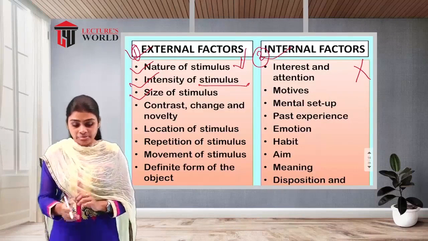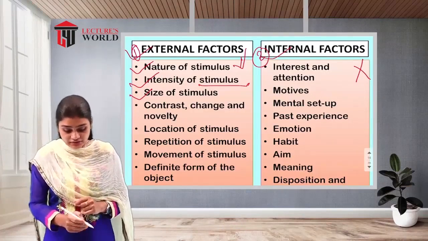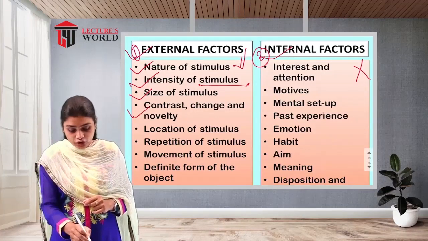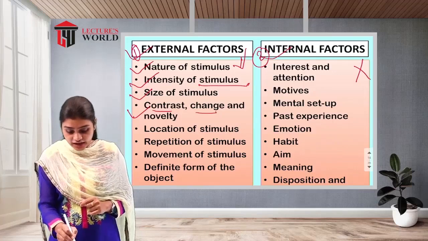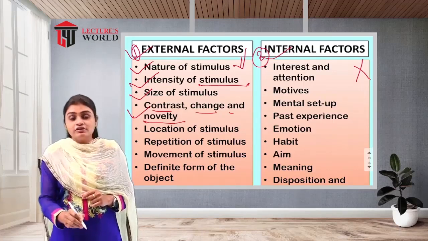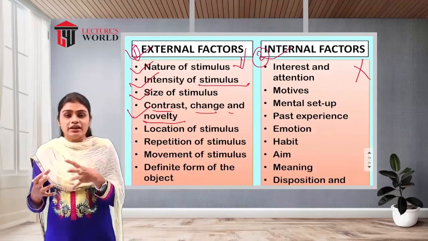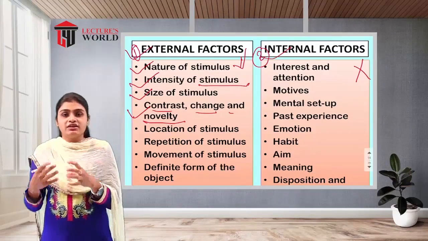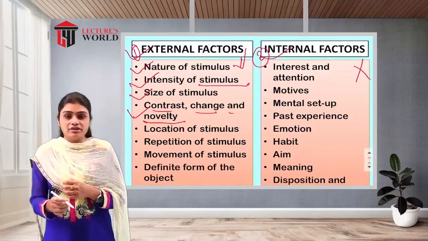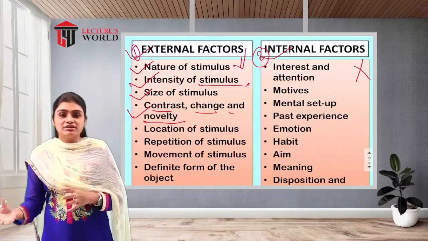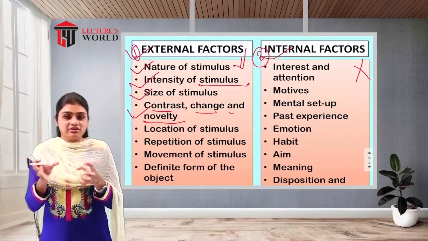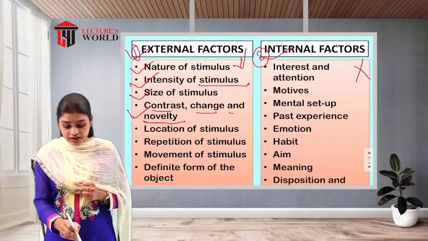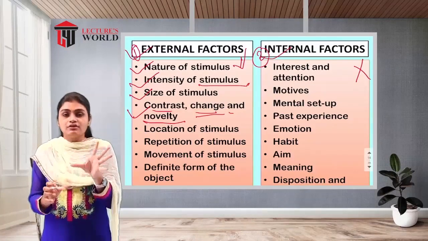The next external factors are contrast, change and novelty. If something varies from the routine in its nature, then that is going to achieve our attention very quickly. Something with contrast, for example two opposite colors, is going to achieve our attention very quickly. Any change in things from the natural one.